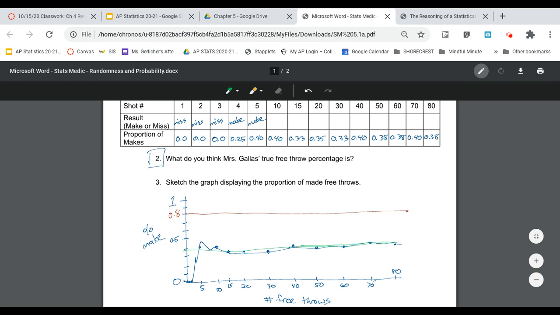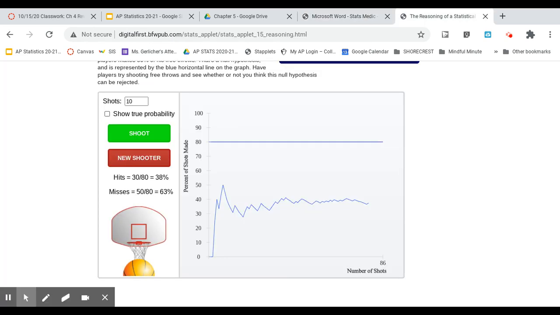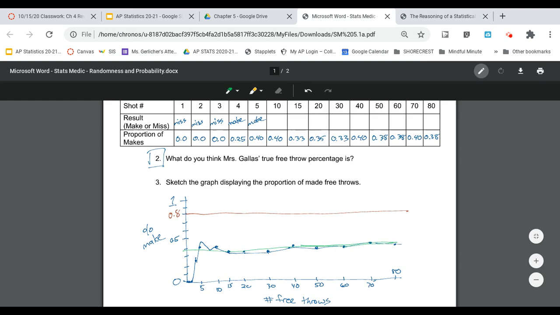Something like that. So if I go back to the applet and click show true probability, there it is. It looks like 35% is their actual true probability. And it started to settle in on that fairly early. Okay, fairly early, but not at the beginning. That's worth saying. If you give it enough shots, it'll settle in on that. Okay, so 0.35 ended up being her true probability, and that's where the graph settled.